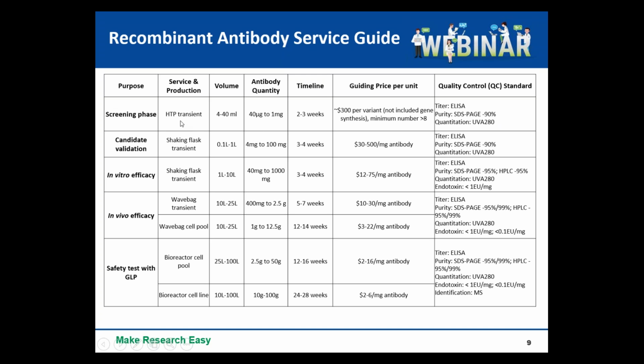So for example, for a screening phase, we typically use a high throughput transient expression service. Expression culture volume is between 4 and 40 ml. You routinely get between 40 micrograms to 1 milligram of antibody. It's between 2 to 3 weeks from the point of transfection, and then the guiding price per unit is around $300 per variant, and the minimum sample number is 8. And I listed the QC parameters. So it goes for the rest of the stages.